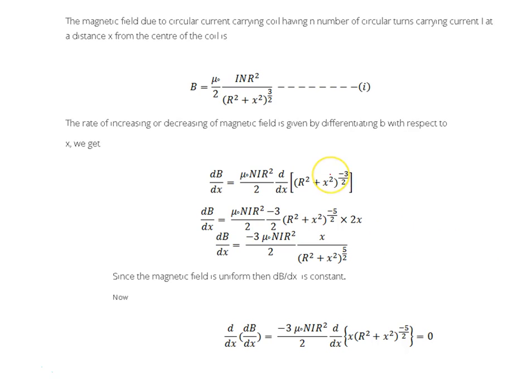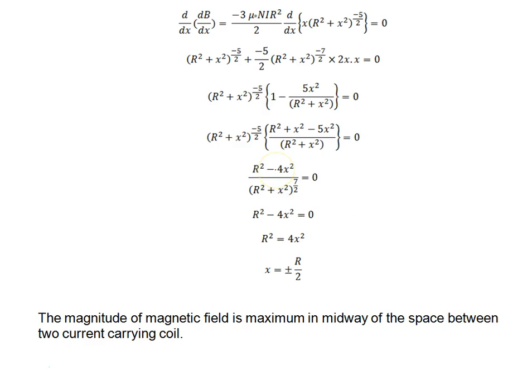Now I will show you why x equal to plus minus r by 2. This is the situation, x equal to plus minus r by 2. What we get at a distance x equal to plus minus r by 2: dB by dx becomes 0. That we have checked. Sorry, dB by dx is constant, not 0. Constant. And the double derivative d2B by dx square equals 0. Okay. So at x equal to plus minus r by 2, there is a constant magnetic field, and that is also maximum.